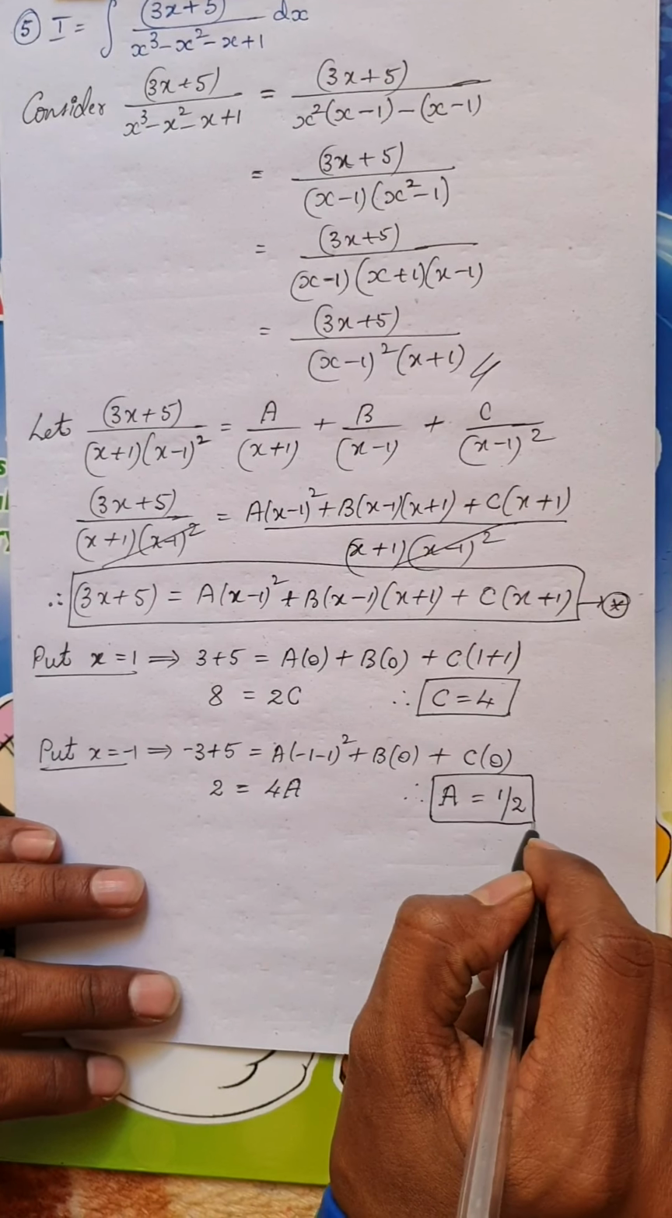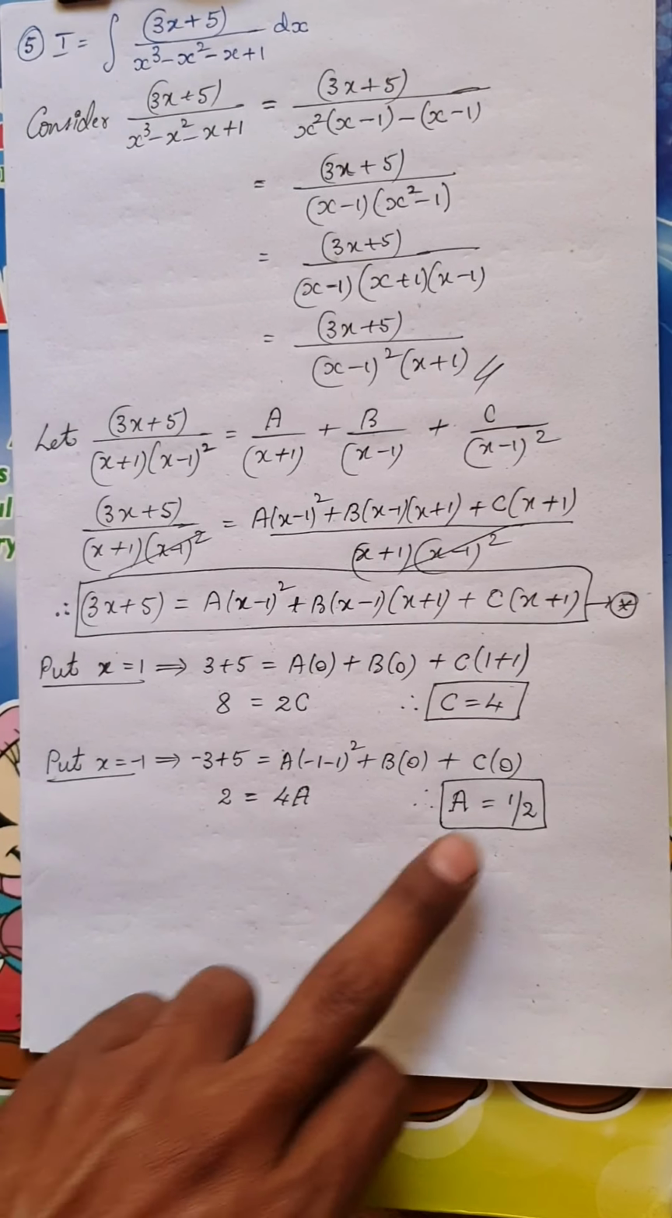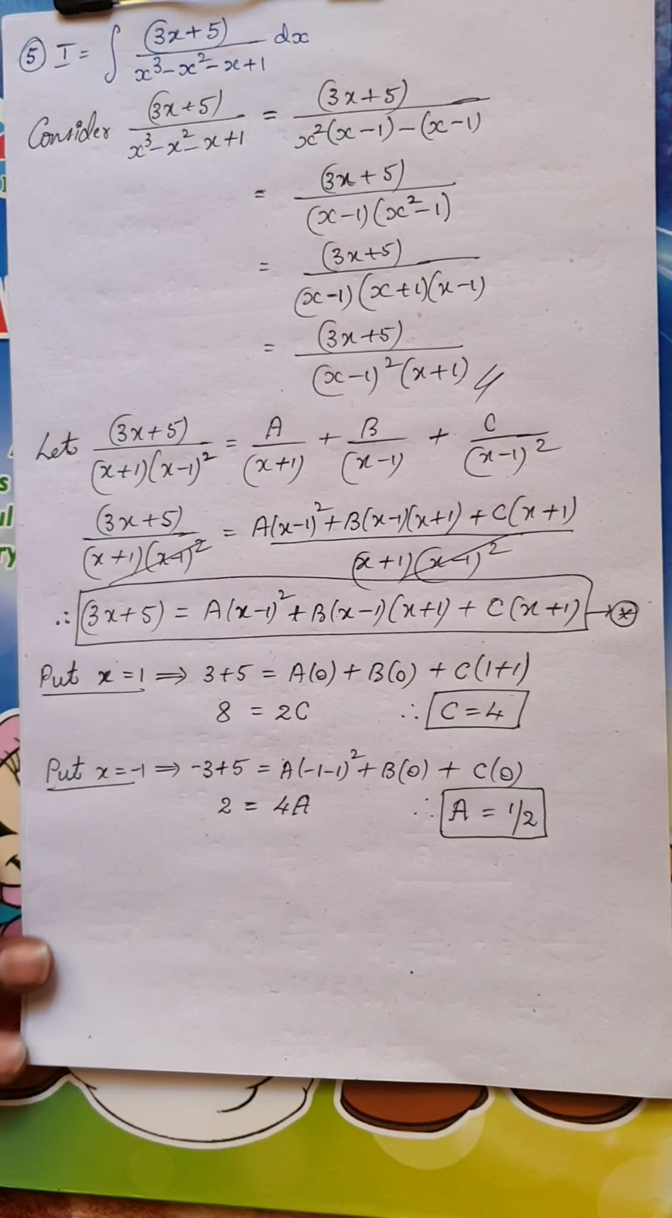I hope you do not need further calculations here. You are clever enough to find this. A would be 2 by 4, and 2 by 4 is nothing but 1 by 2.